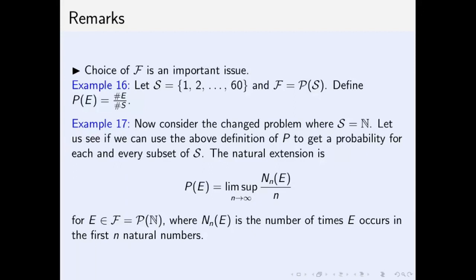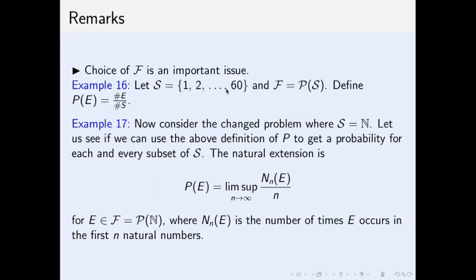Example 16 is a standard example where the sample space S consists of 60 points, the first 60 natural numbers. Note that in this case the sample space is finite. I can take F to be the power set, and the power set is always a sigma algebra. So in this case I take F to be the power set. If I use the classical definition of probability to define the probability of different events in F, then I am fine with that because S is a finite set.